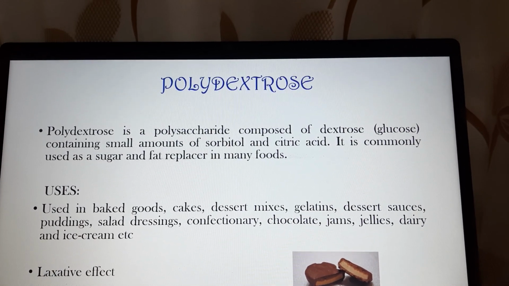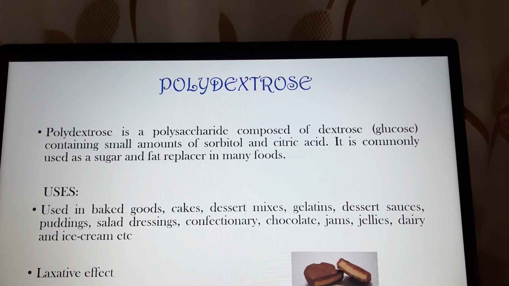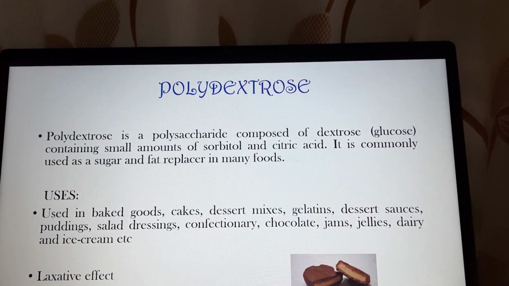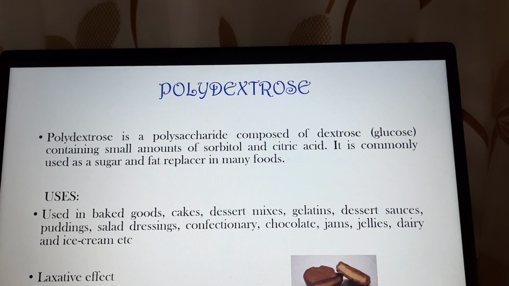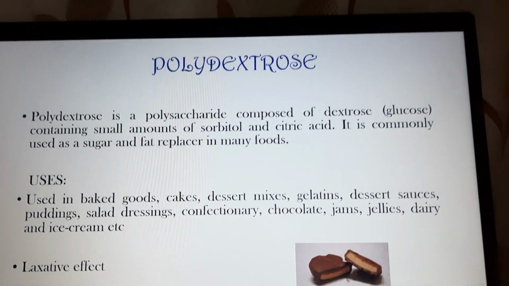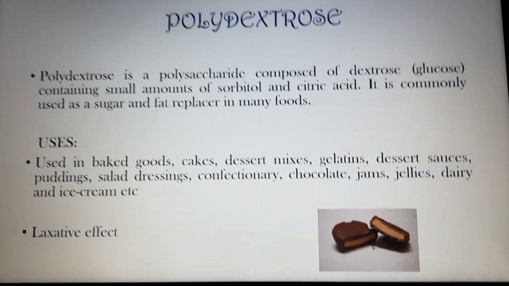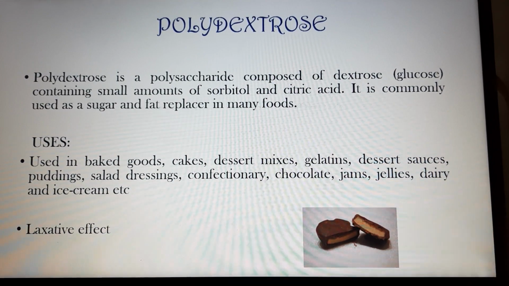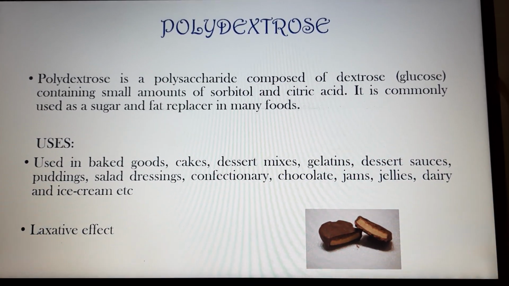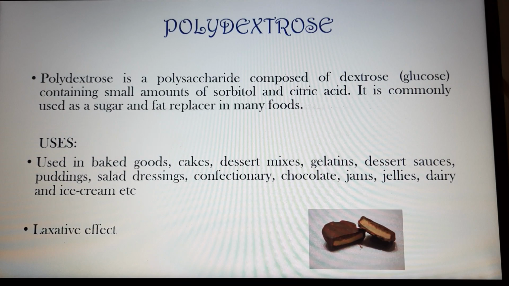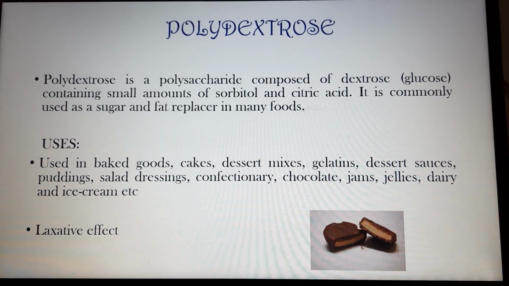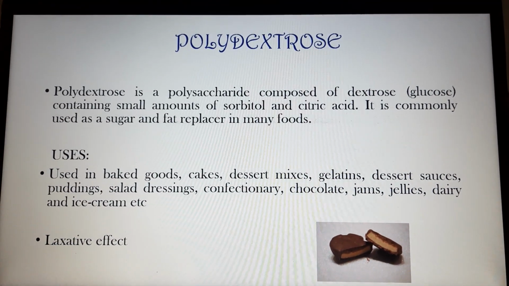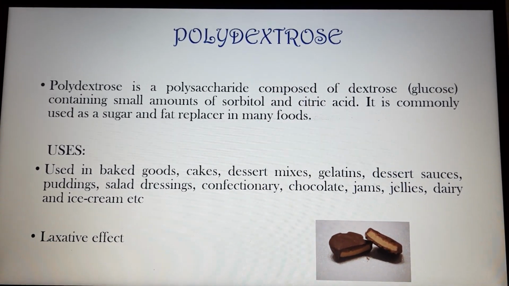Polydextrose is a polysaccharide composed of dextrose containing small amounts of sorbitol and citric acid. It is commonly used as a sugar and fat replacer in many foods. Uses include baked goods, cakes, dessert mixes, gelatins, dessert sauces, puddings, salad dressings, confectionery, chocolate, jams, jellies, dairy, ice cream, etc. They also have a laxative effect.